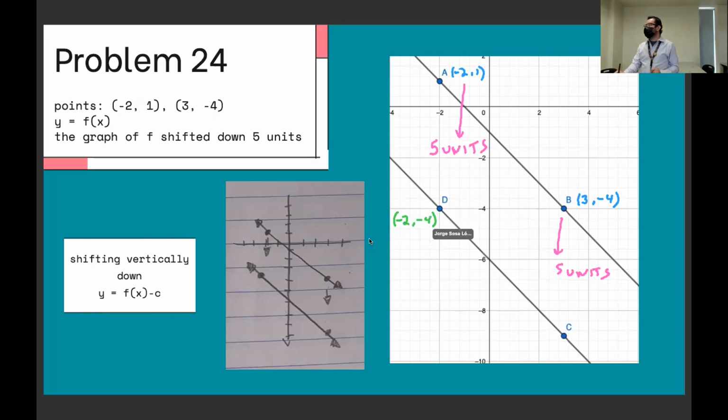And then for this other point, if we subtract 5 from -4, we're going to get -4 minus 5, which is -9. So this would give us 3 comma -9, and those would be the 2 points, okay? Good.